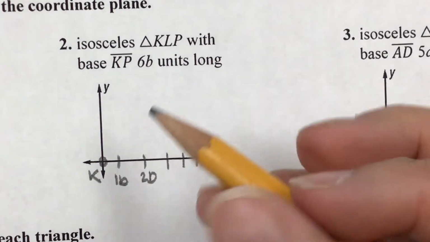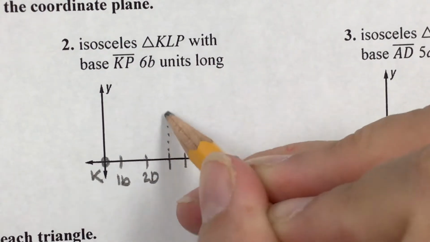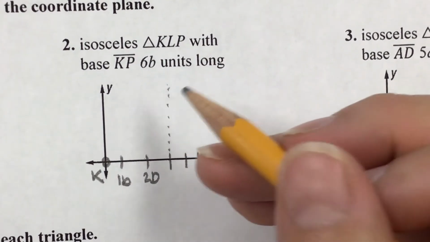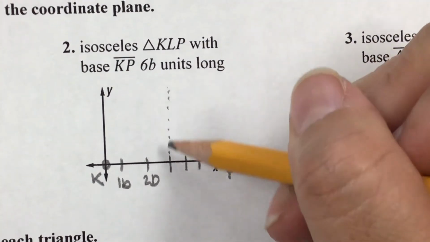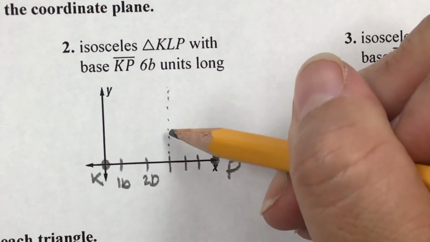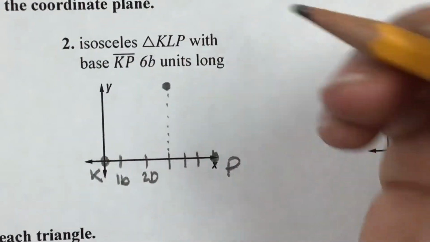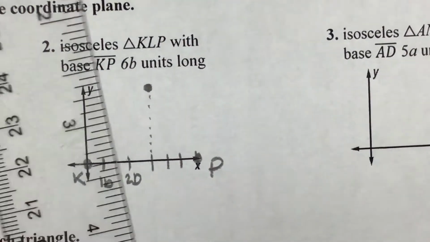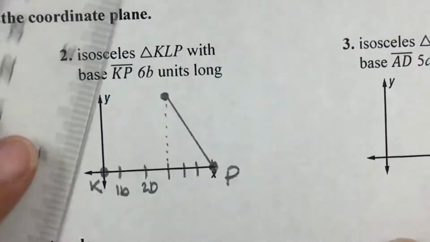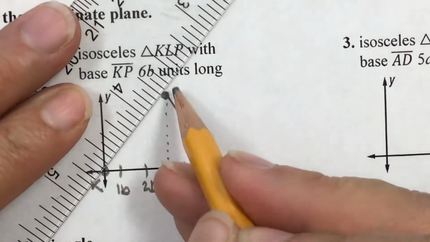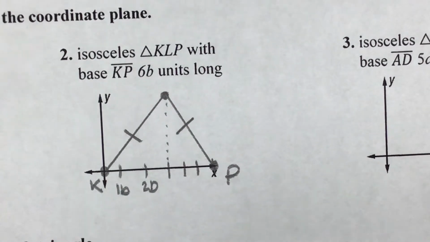It wants an isosceles triangle, so halfway there, 1, 2, 3, we have to make this dotted line like this. So that vertex L has to be on this point. The other cool thing, since we're making up the units, you can make it really close to the KP or really far away. I'm going to make it far away this time. If I would have spaced out the lines correctly, we would have been able to tell that these two lines would have been equal.